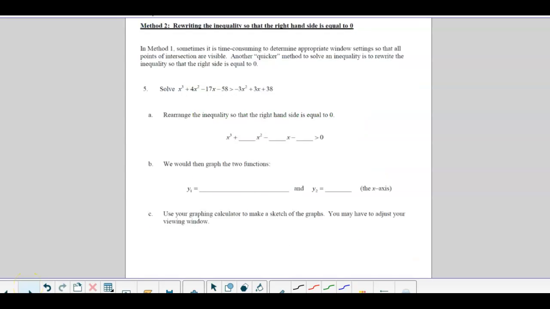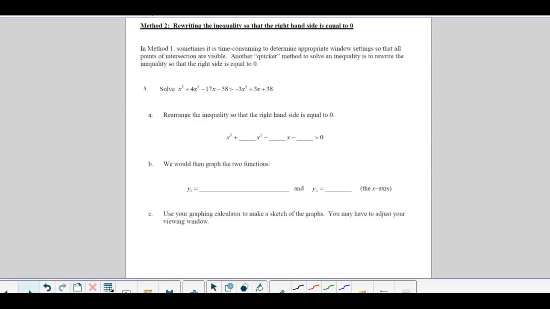Okay, so this is where we get everything to one side. So it says method 1, it is time consuming to determine appropriate window settings. So method 1 is harder with those window settings, because what if you're not sure, does that intersect again somewhere, right? Especially as you get into higher degree. What's nice about this method is you're always looking on the x-axis, because you're going to make one side equal to 0, so you're really looking at where are the x-intercepts. And so then it's really easy to see, is it going to cross again? Okay. So this method's faster.